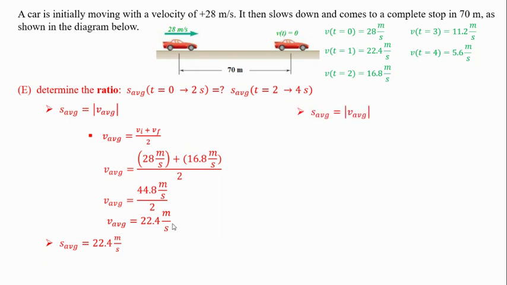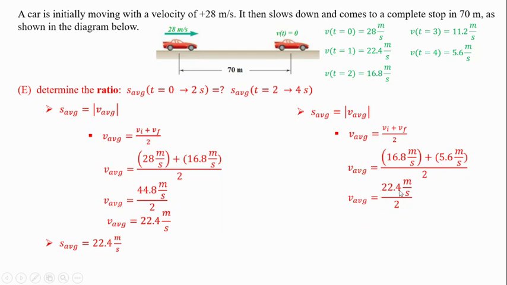And I can do the same thing for the 2 to 4 second interval, okay? Except just make sure you use the right velocity. So this says 2 to 4, so I'm going to focus my attention here. It says 2, so I'm going to use 16.8, and then it says 4, so I'm going to use 5.6. So my VI is going to be 16.8 meters per second. My final velocity, which occurs at 4 seconds in this case, is 5.6 meters per second. And then divide that by 2, so I want to sum it up, which gives me 22.4 in the numerator, divided by 2, and that's going to give me 11.2.